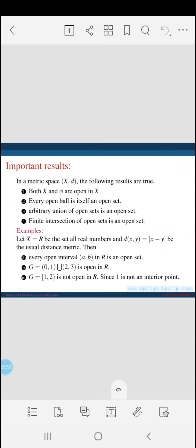Some important results. In a metric space (X, d), the following results are true. Both X and the empty set are open in X. Every open ball is itself an open set in X. An arbitrary union of open sets is an open set in X. A finite intersection of open sets is again an open set in X. Using these results, we are going to see a few examples of open sets.